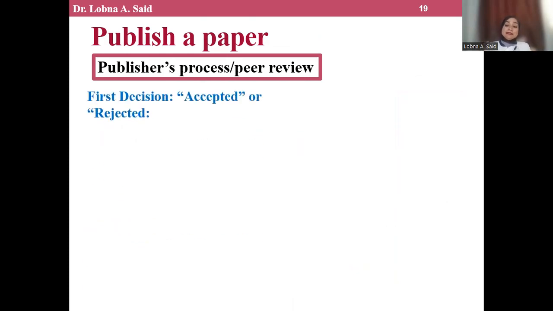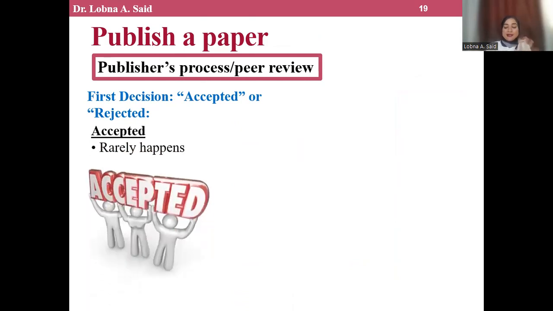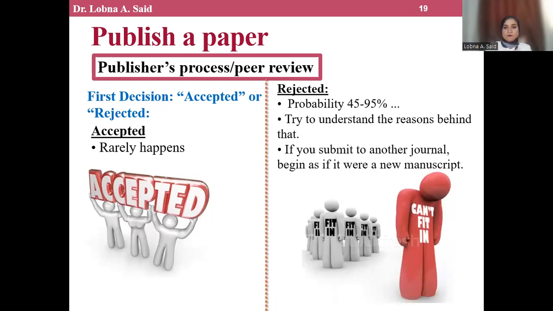Okay, what is the first decision? Accepted or rejected? Acceptance on the first submission rarely happens, but it does happen, because there are always comments, even minor comments. Rejection before the first decision is probably 45 to 95%.